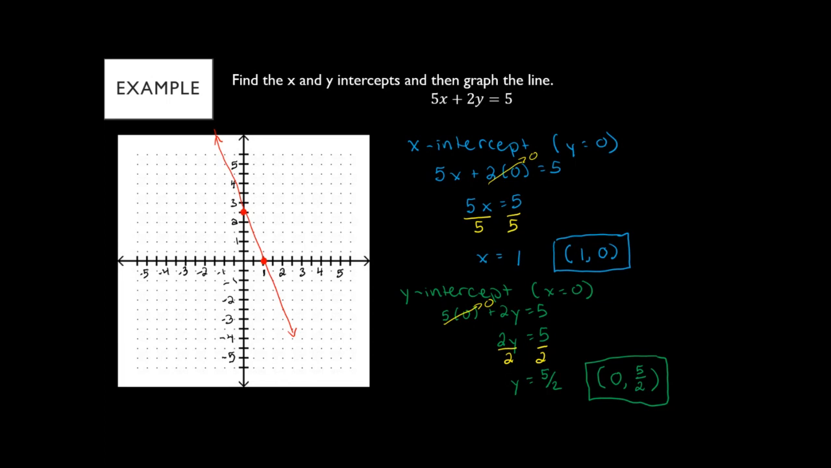So this is a really easy way to graph lines. If you're given an equation and you're told to graph, it's really easy to graph by finding x and y intercepts, because it's easy to solve for x and y intercepts, because basically you make one of the variables disappear and then you just solve for the other one. Are there any questions?